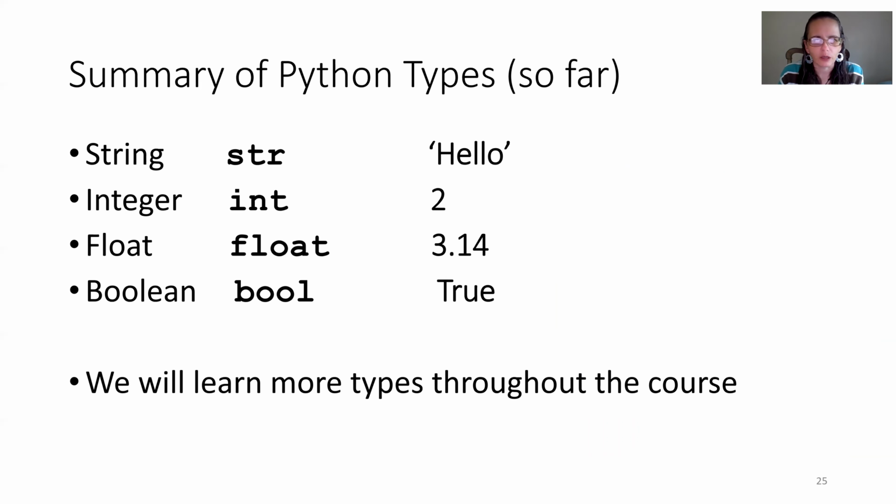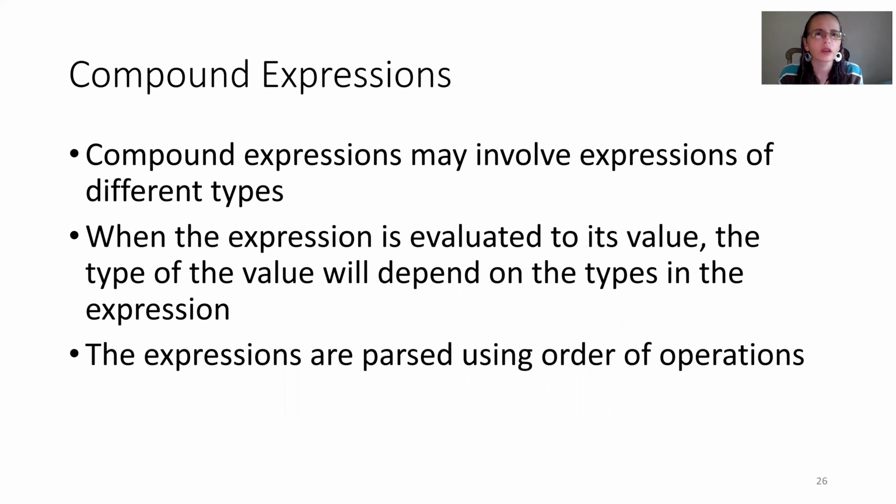So these are the Python types we've seen so far. We've seen strings, integers, floats, and Booleans. This is how they will be written: str, int, float, and bool. And here's a little example of each one. And we will learn more types throughout the course. Types are, in fact, an integral part of the Python programming language.